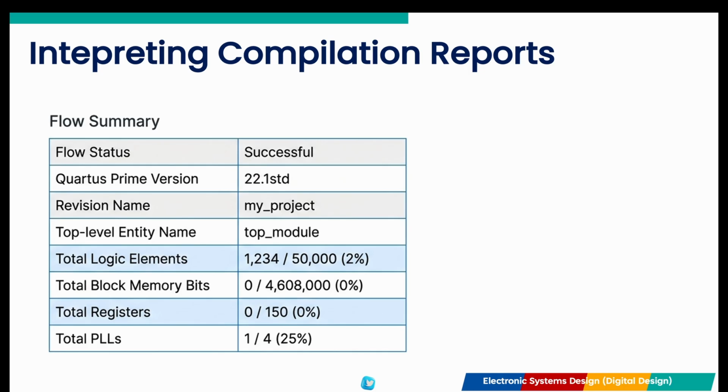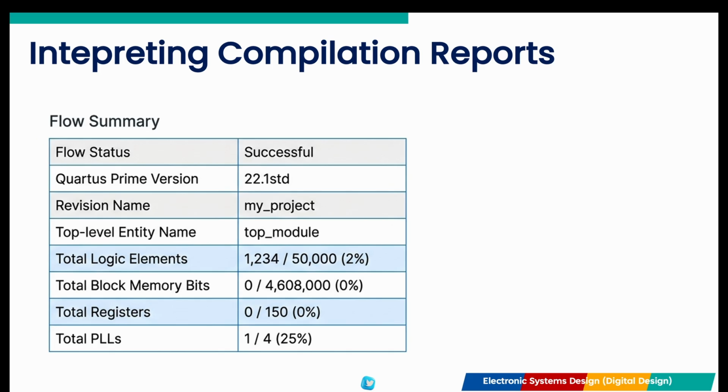Now, let's take a look at a sample of a Quartus compilation report, and more importantly, how to interpret it. First, we see the flow status, which is stated as successful. This means the design has compiled without any fatal errors. A bitstream has been generated. However, this does not guarantee that the design is correct or optimal. A successful compile can still have functional issues, timing violations, and poor design practices.